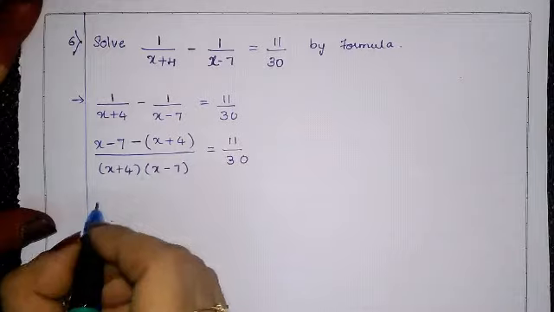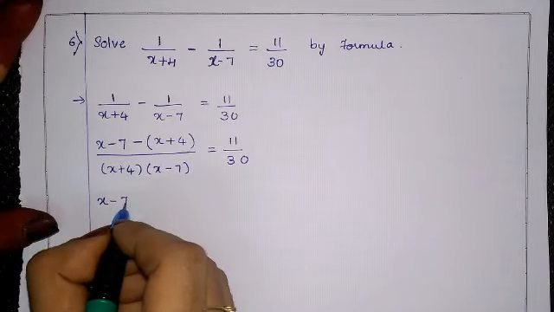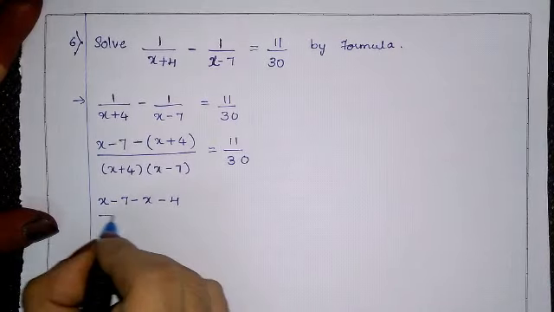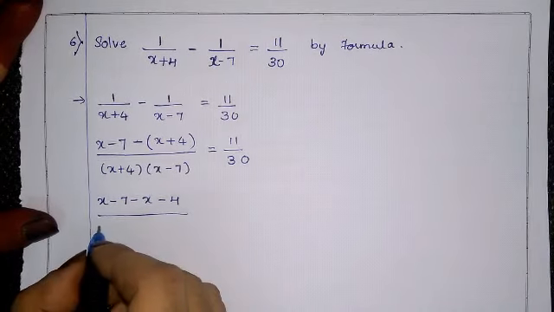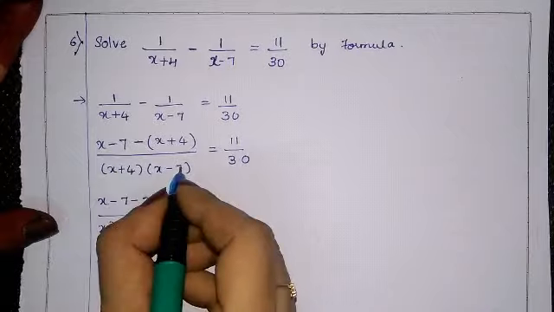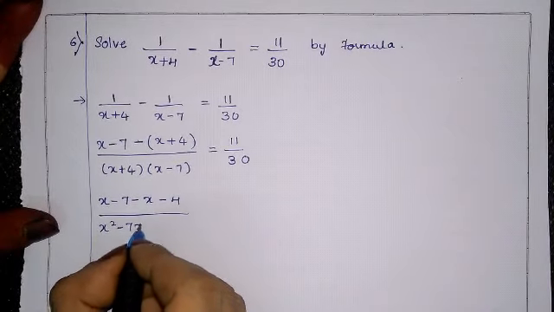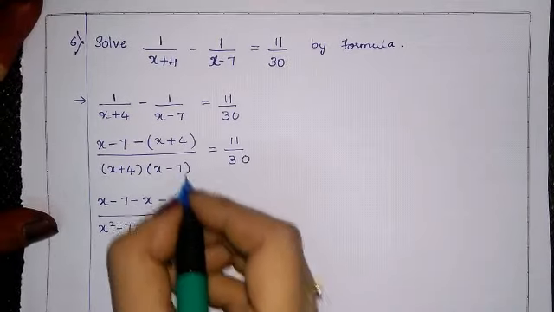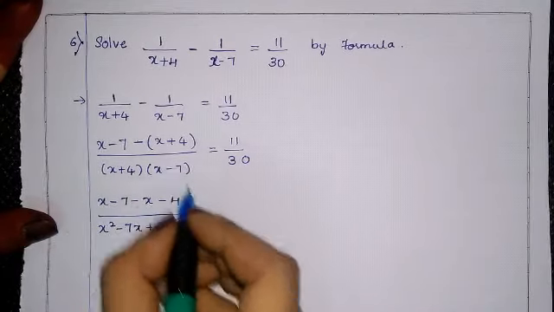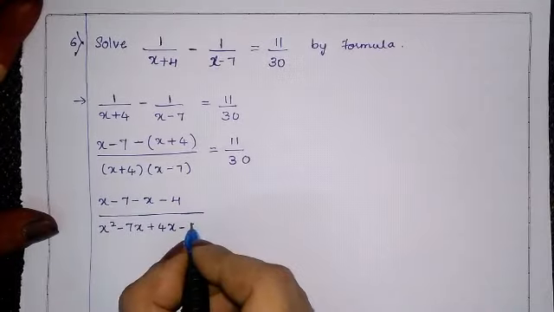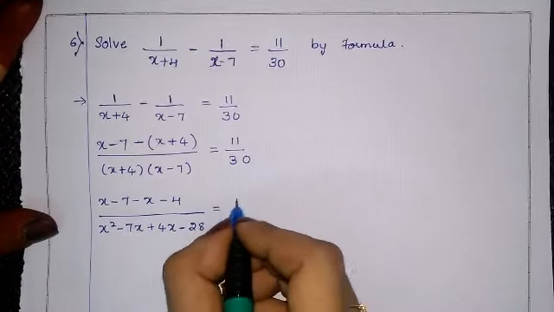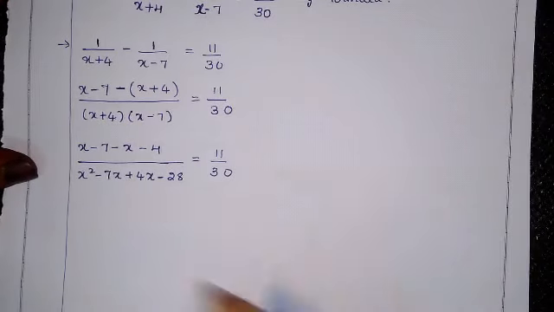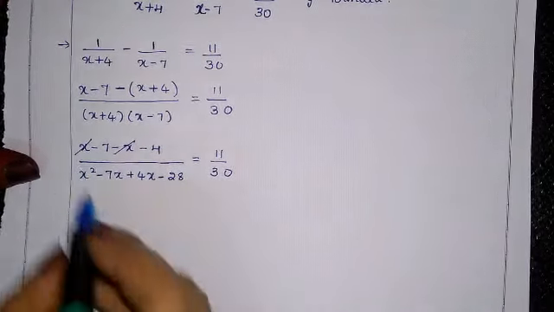Now we will open the bracket. x minus 7 minus x minus 4, upon x into x, x squared, x into 7 minus 7x, 4 into x, 4x, 4 sevens are 28, plus minus minus 7 fours are 28, is equal to 11 by 30 as it is.